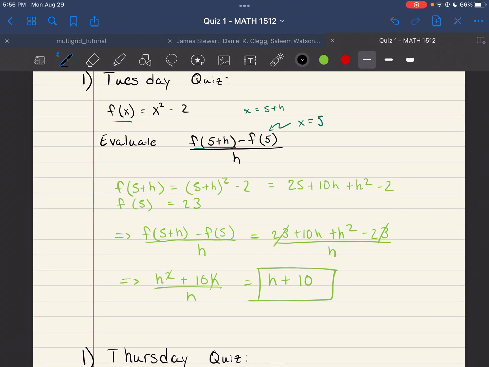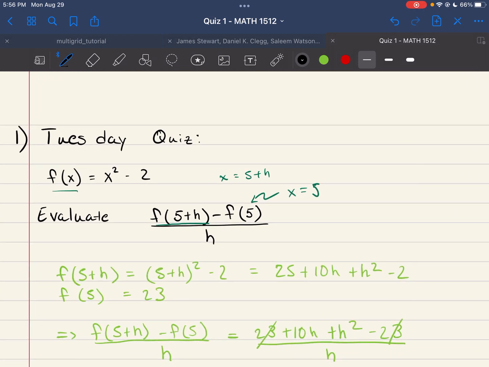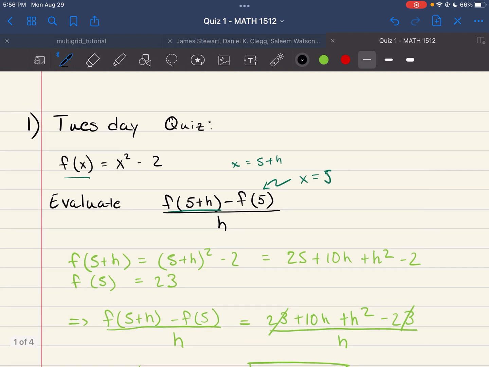Hi everyone, I just wanted to go over some answers to Quiz 1 for Calc 1512 at University of New Mexico. So the Tuesday quiz, the first problem was to evaluate this difference quotient: f of 5 plus h minus f of 5, all divided by h, with our given f of x equal to x squared minus 2.